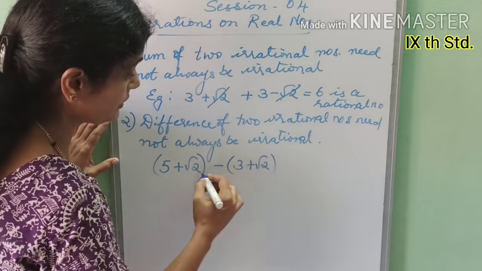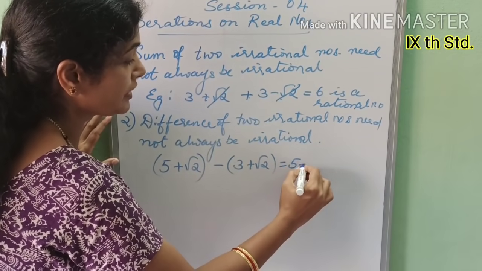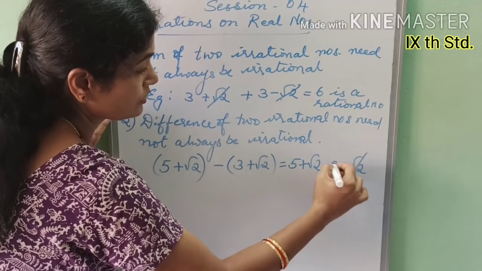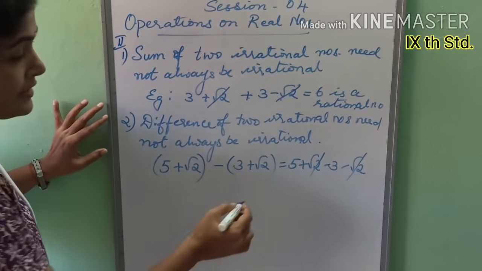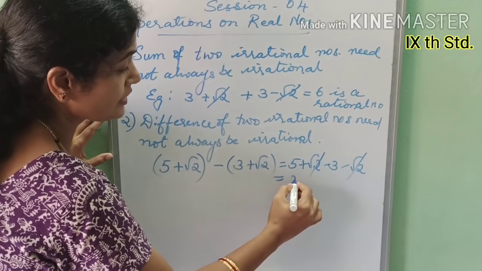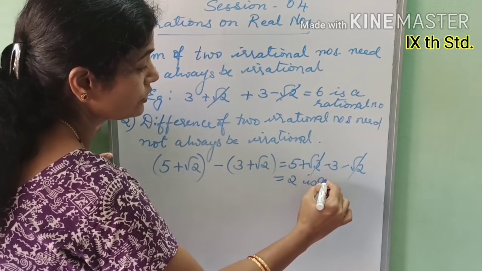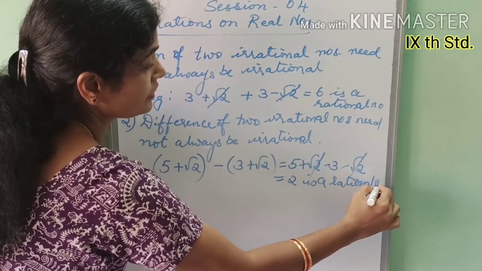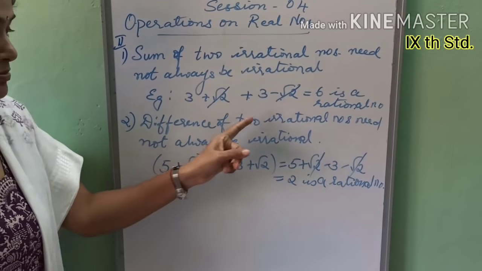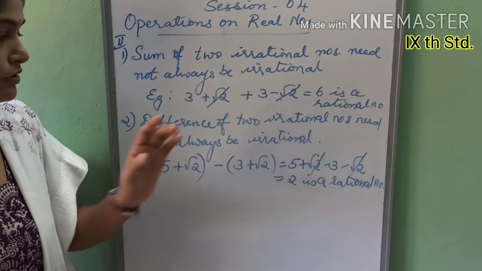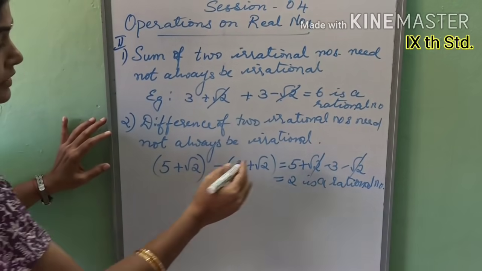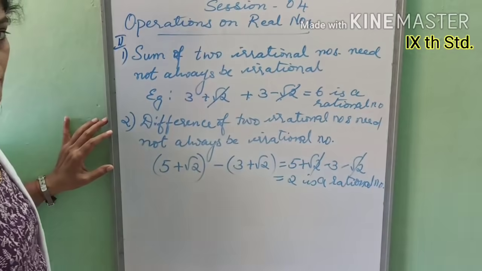If you simply open the bracket, what we get is 5 plus root 2 minus 3 minus root 2. Root 2 minus root 2 gets cancelled. 5 minus 3 is 2, and that 2 is a rational number. That means the difference between two irrational numbers need not always be an irrational number.